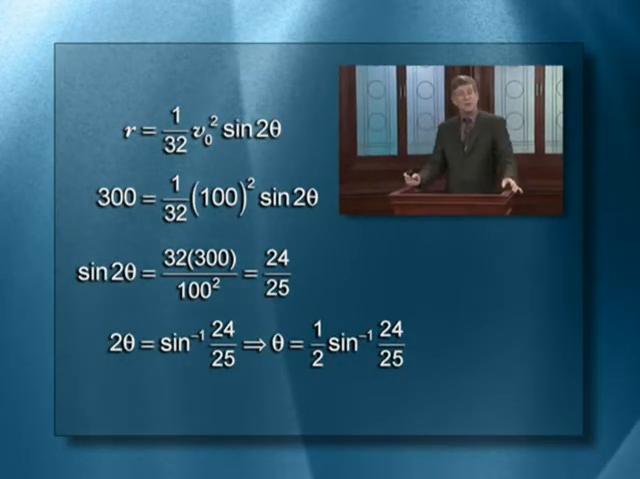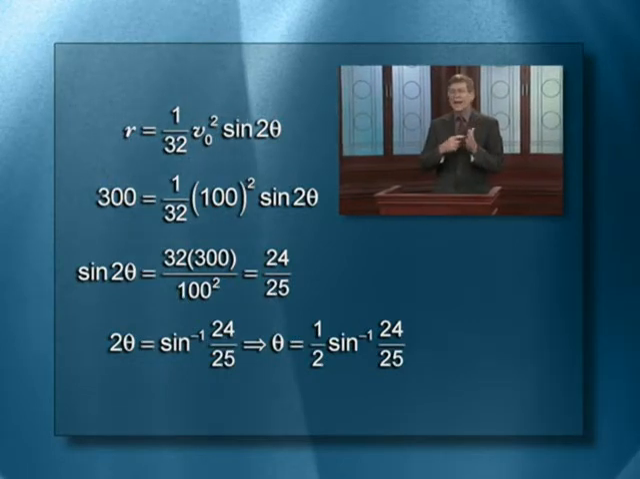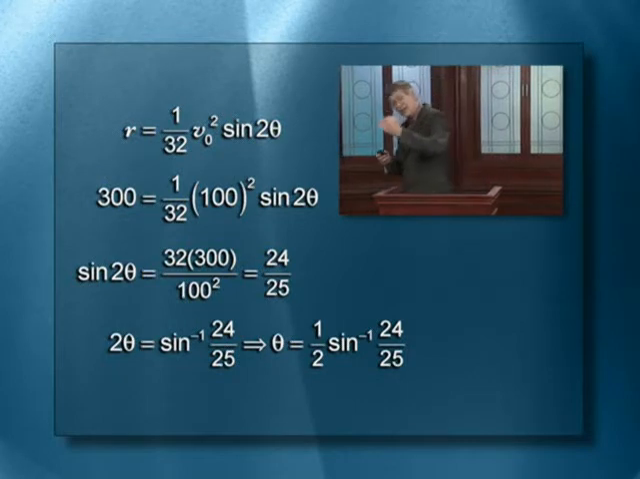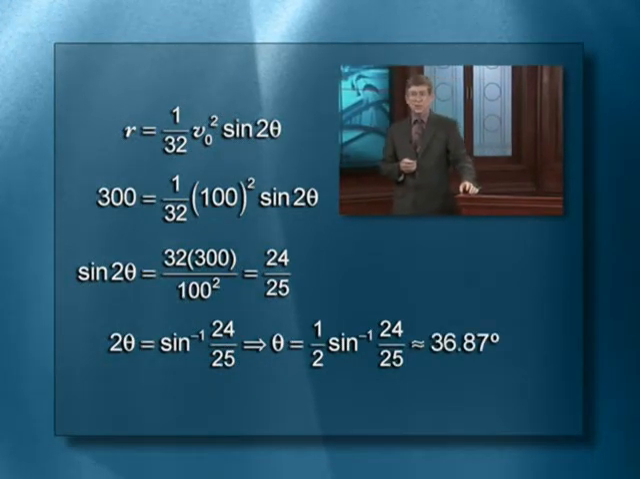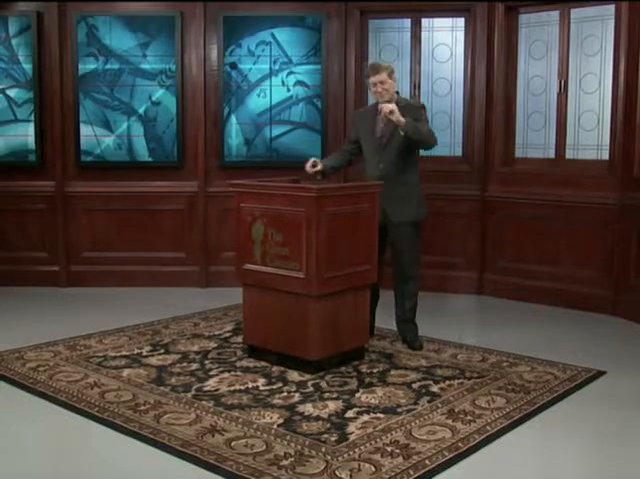arc sine 24 over 25, and then I punched it on my calculator. And in radian mode, I got a certain answer, and in degree mode, I got the answer of 36.87 degrees, which I think makes more sense. So the angle of the bat was at 36.87 degrees. And if you plug that into the original equation, it's true. That's a good answer. Now, did you notice something here?